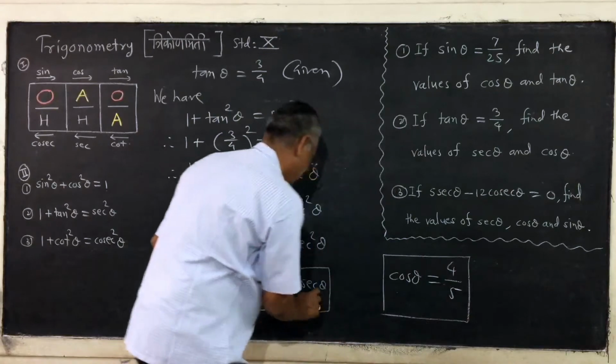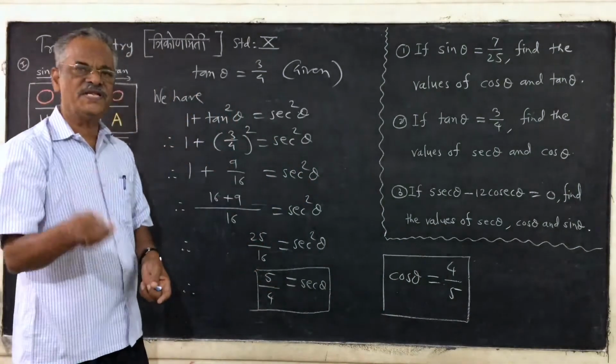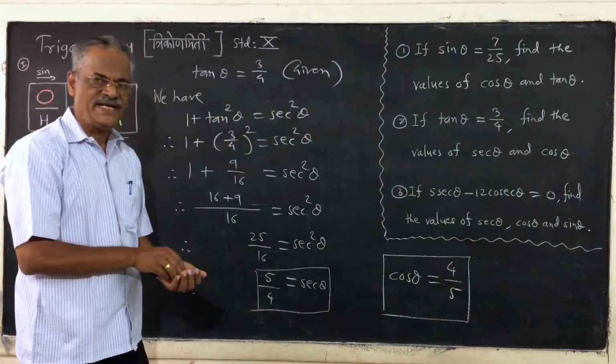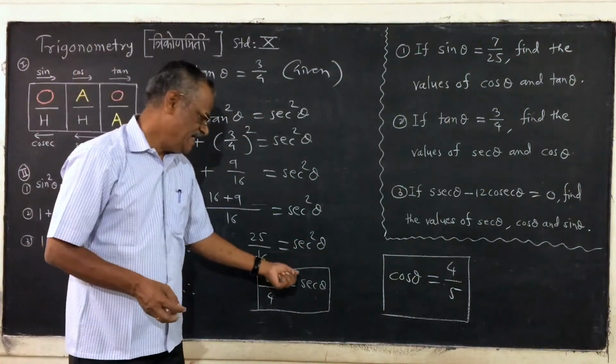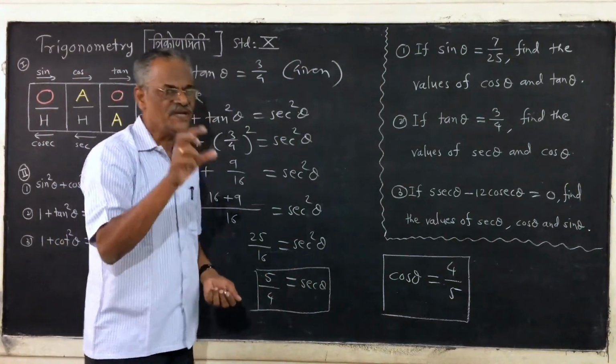Because you know that sec theta into cos theta is equal to 1. Product is 1. So you can write directly. You can write the reason also. We know that sec theta is equal to 1 upon cos theta, or cos theta is equal to 1 upon sec theta.